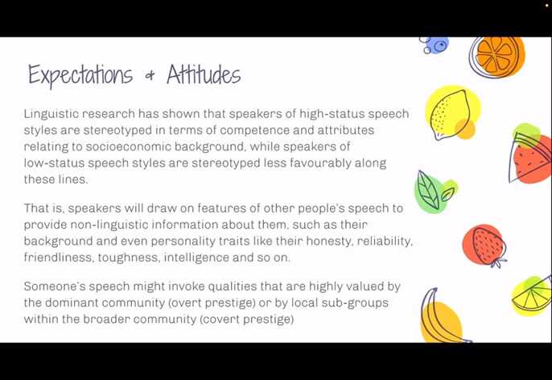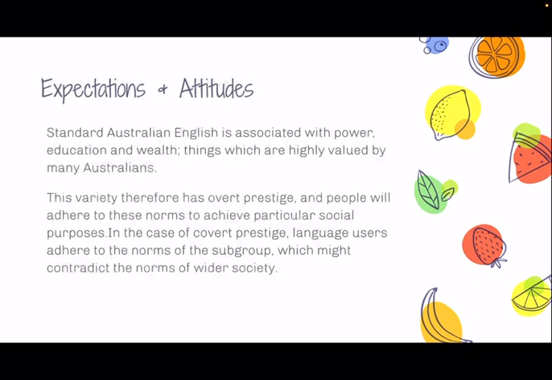Someone's speech might invoke qualities that are highly valued by the dominant community, which is overt prestige, or by local subgroups within the broader community, which is covert prestige. Standard Australian English is associated with power, education, and wealth, things which are highly valued by many Australians. This variety therefore has overt prestige, and people will adhere to these norms to achieve particular social purposes. In the case of covert prestige, language users adhere to the norms of the subgroup, which might contradict the norms of wider society.